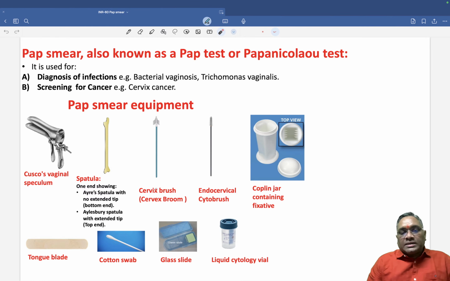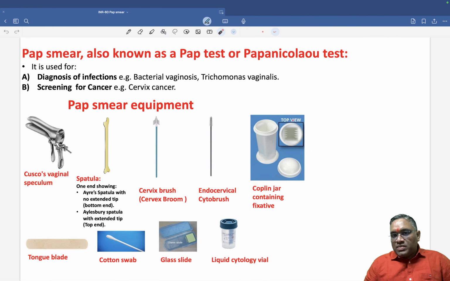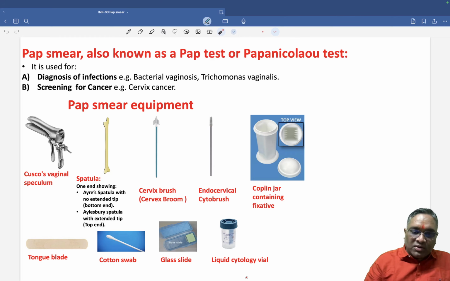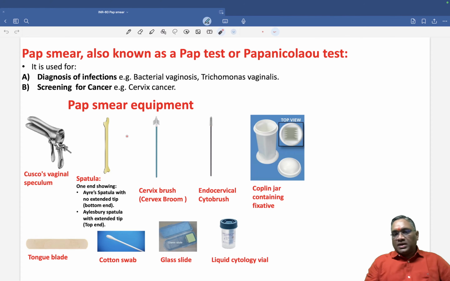Then we will have the cervix brush. Cervix brush is also called cervix broom, and endocervical brush. Right? Coplin jar, which is shown in top view. You can keep the slide here, and we will have fixative inside this. This is the cap of the Coplin jar. Then tongue blade, cotton swab, glass slides, and one vial for liquid based cytology. So these are the important things which we have to remember. These are the things which have been asked in exams, which the examiner has asked.